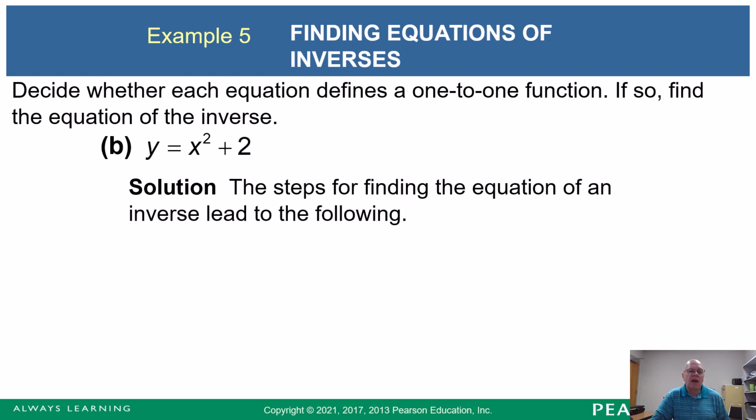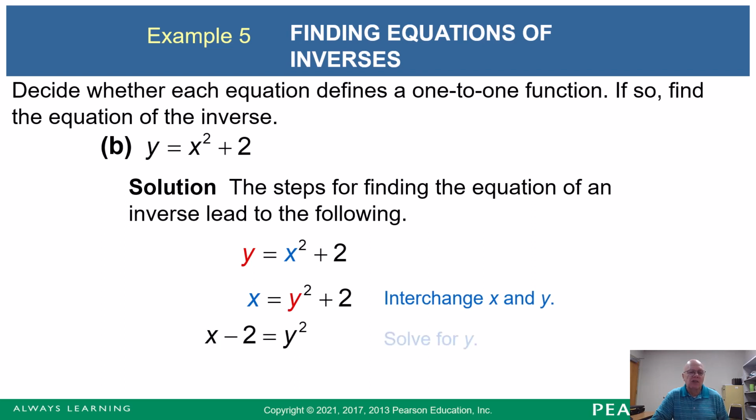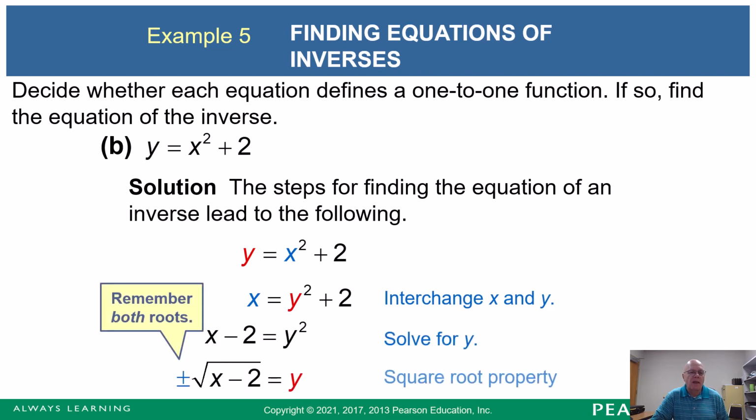If you work with the equation, you can end up with the same result. There's the original equation. Swap the x's and y's. Solve for y, and y equals, because you've got a square root, there are two answers, the positive and the negative. And since a y value has two possible x values, it's not a one-to-one function, and y equals x squared plus 2 does not have an inverse.